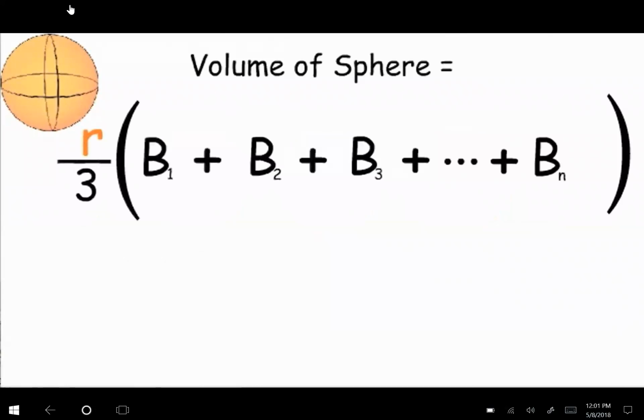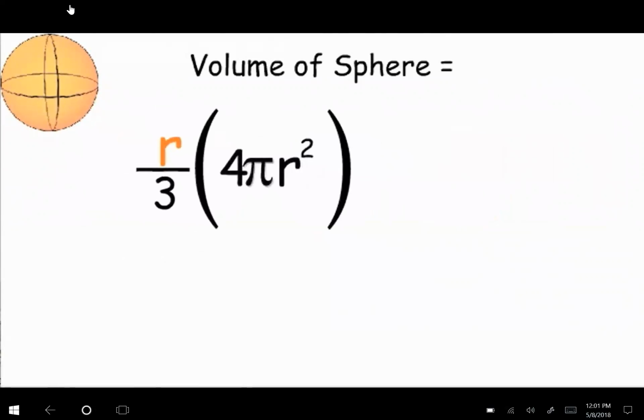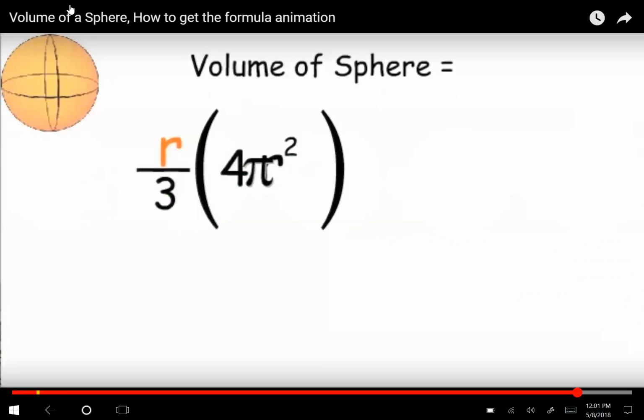So now let's go back to our simple formula and replace the sum of all bases with 4 pi r squared. Now we combine the r's together to get r cubed. Okay, so did you guys get that adding up all those bases of your pyramids was just the surface area of your sphere? And we have our surface area formula, which is 4 pi r squared.